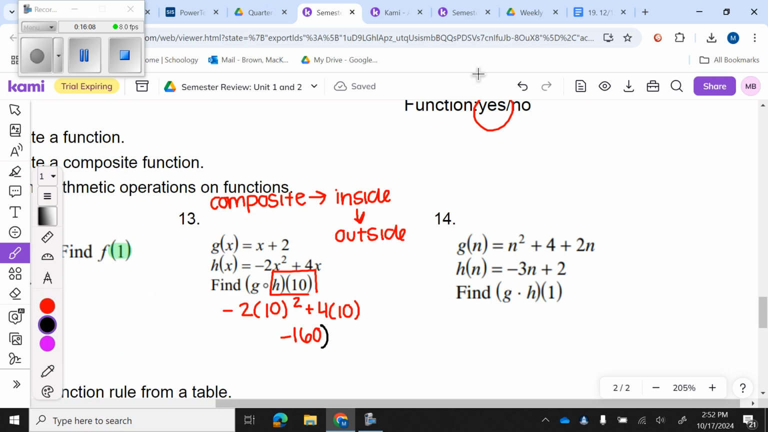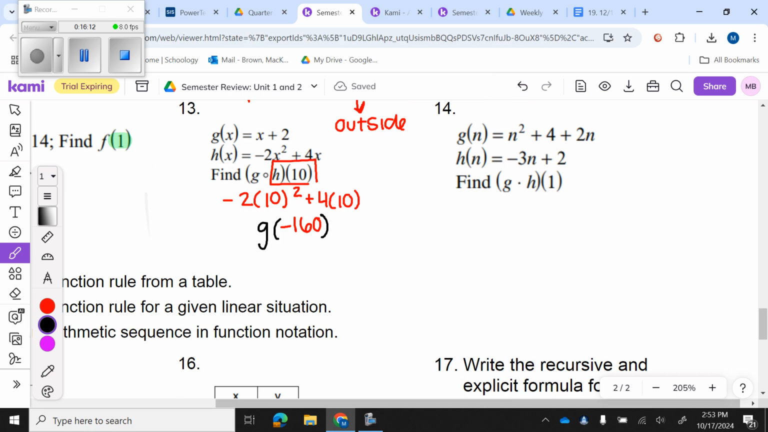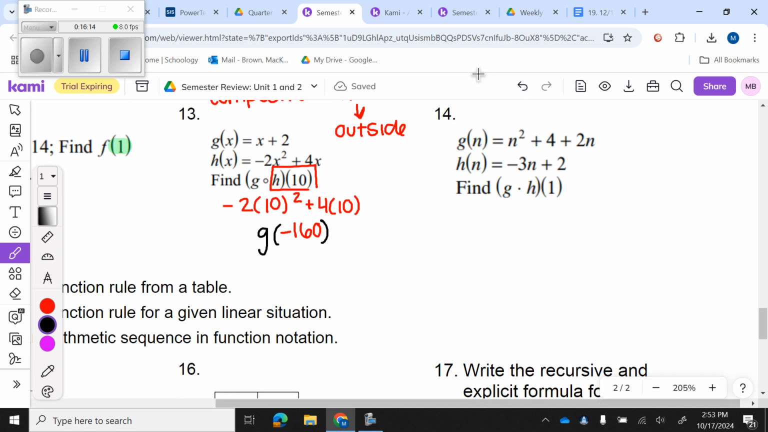Now it's got to go to the outside. Well, I'm just going to carry down this g. So it's now going to go into the outside function, which is my g. So everywhere there's an x in the g function, I'm going to put a negative 160 plus 2. When I put that in my calculator, I'm going to get a negative 158, which is your output right there.